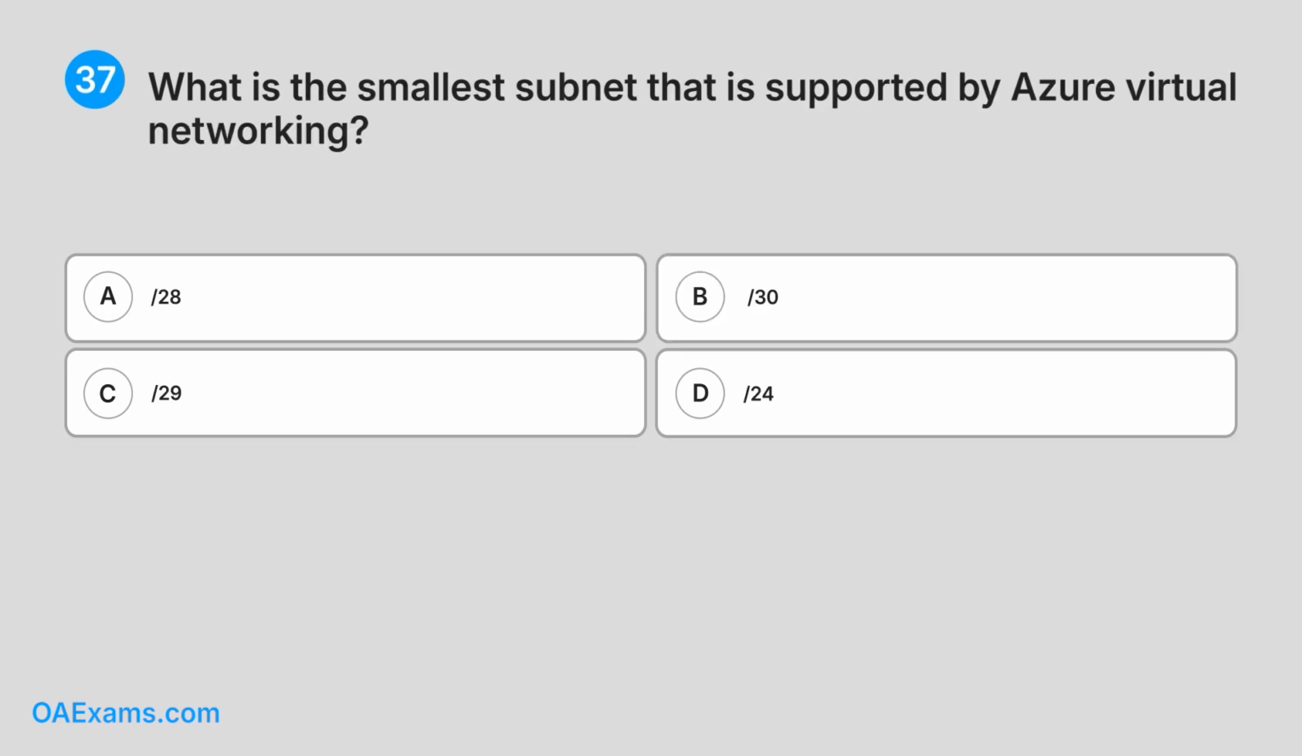37. What is the smallest subnet that is supported by Azure Virtual Networking? A. /28, B. /30, C. /29, D. /24. Can you guess the answer?